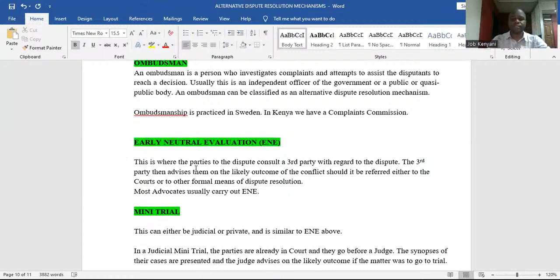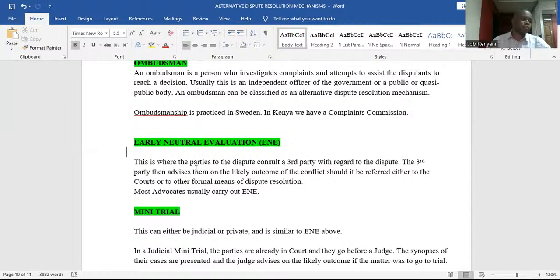So most advocates usually carry out this evaluation. You seek consultation or advice before you proceed to the court. Then the advocate advises you that if you proceed to the court, this is likely to be the verdict. So instead of going that route, you can resolve it like this. You don't go to the court because you're looking for alternatives; instead of going to the court, you can look for expert advice.